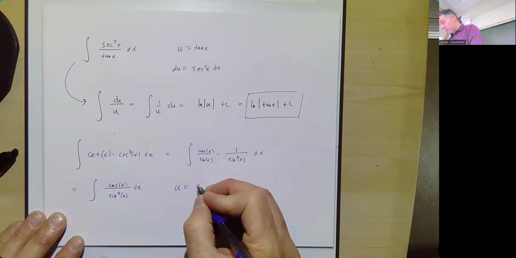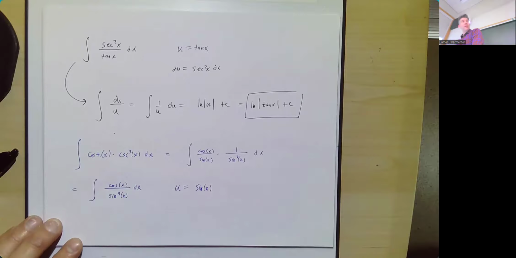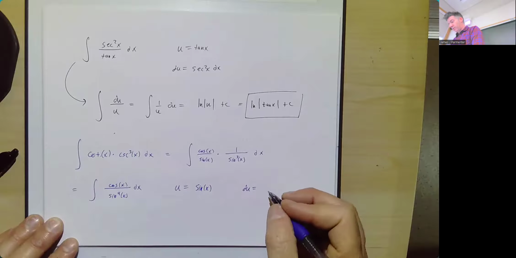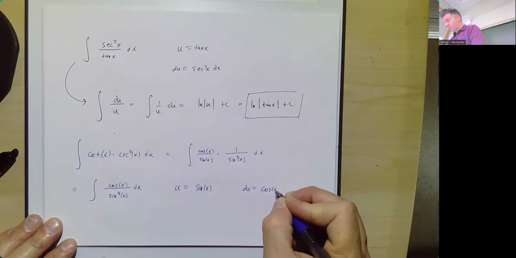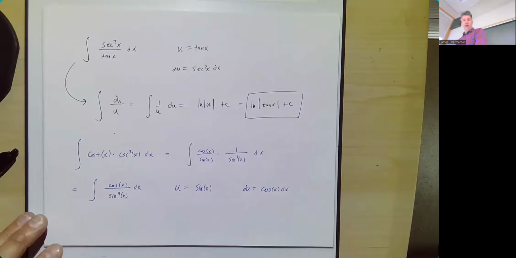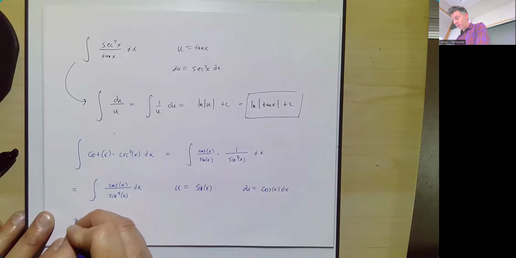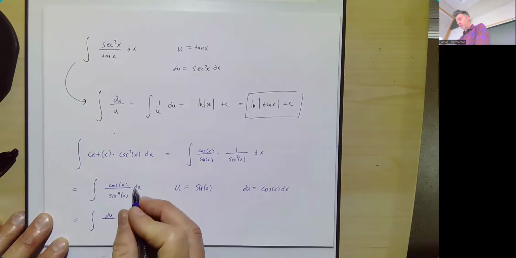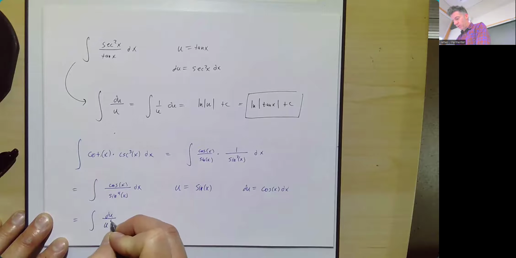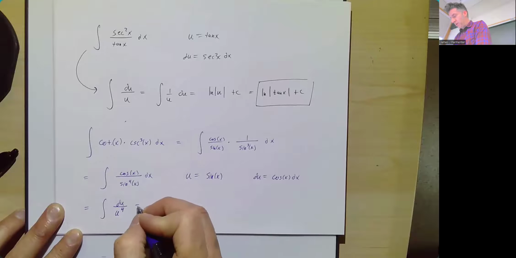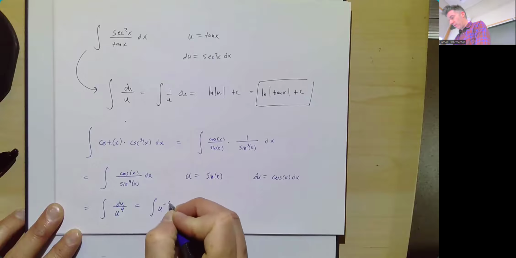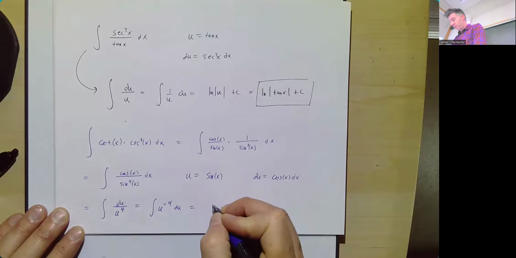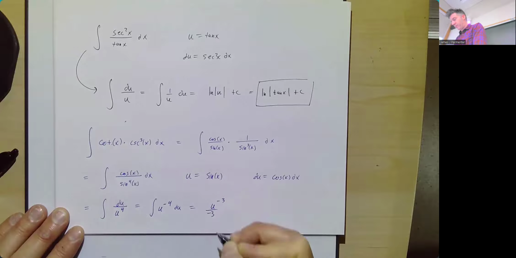I'm going to pick u equal to sine of x. And the reason I'm picking that mostly is because I know that the derivative is equal to cosine of x. So my du is going to be cosine of x times dx. And I exactly have that. So then I can rewrite my integral as the integral of du on top, and sine of x to the 4th power is going to become u to the 4th power. We should rewrite this as the integral of u to the negative 4th, because it's easier to deal with that way. And the integral of u to the negative 4th is u to the negative 3rd divided by negative 3.